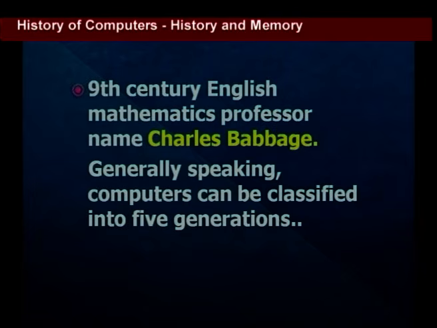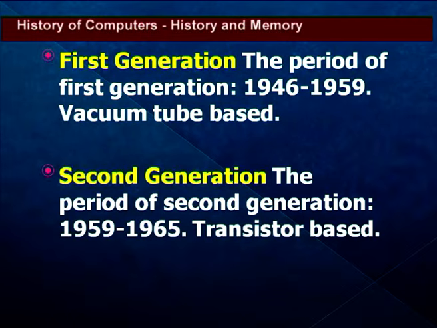Generally speaking, computers can be classified into five generations: the first, second, third, fourth and fifth generations. The first generation period is 1946 to 1959. First generation computers were vacuum tube based. They occupied a large space, for example, a whole room. I will show the next slide to you.